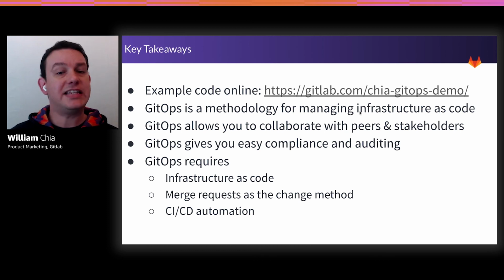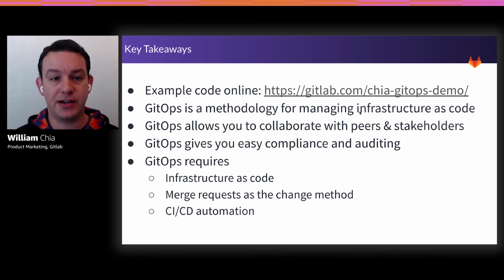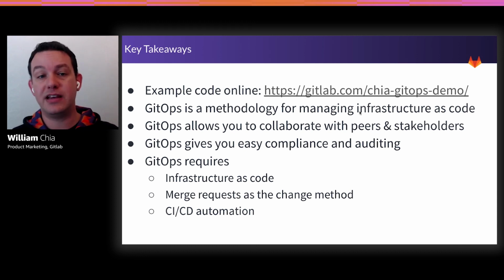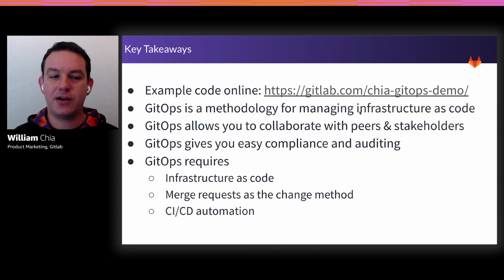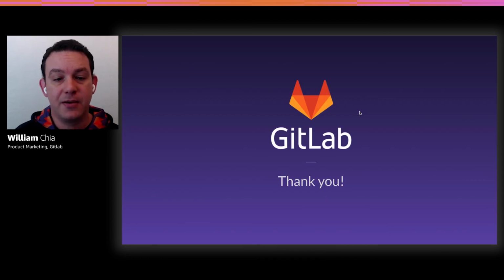If we look here, these are the key takeaways for the session. You can find all of this example code in this GitOps demo group that we've set up. You can go and look through it and see everything we've done. At its core, GitOps is a methodology for managing your infrastructure as code. It allows you to collaborate with peers and stakeholders, and it gives you built-in compliance and auditing because you can see who made changes and what changes were made in the Git log. At its core, GitOps really just requires three components: infrastructure as code, merge requests as your agent of change, and CI/CD automation.